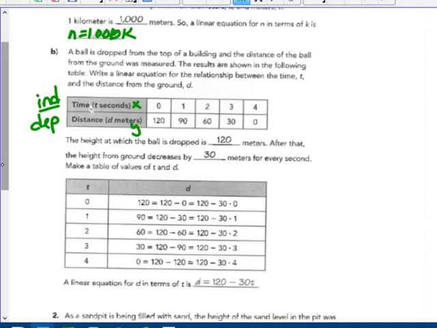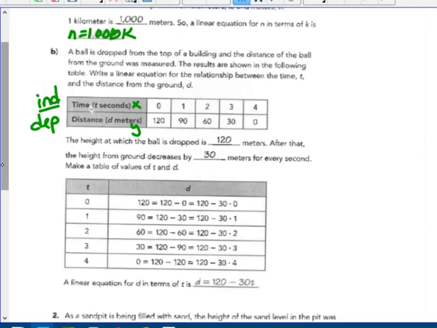We're going to talk about independent and dependent variables. I'm keeping track of two things, an x and a y, or in this case, a t and a d. So at time 0, I have the ball up at the top of the building, which is 120 meters up. At 1 second, yes, it's getting closer to the ground. Now it's only 90 meters away. At 2 seconds, 60, 3, 30, 4. Oh, it hit the ground at 4 seconds.